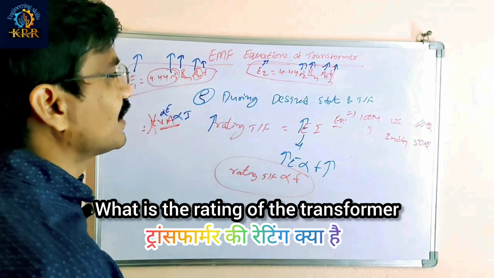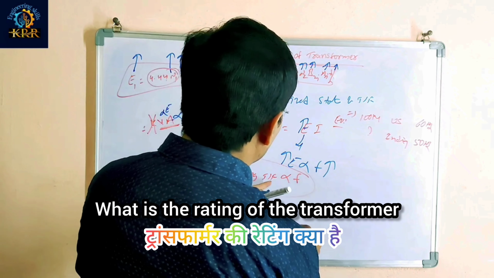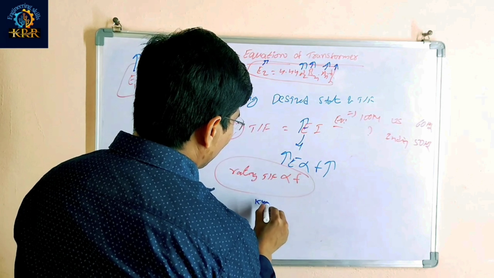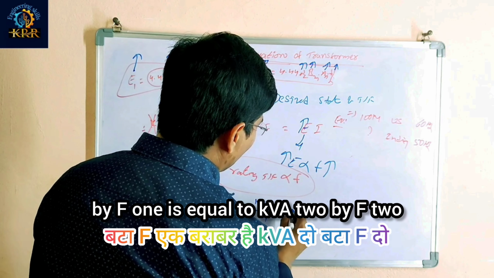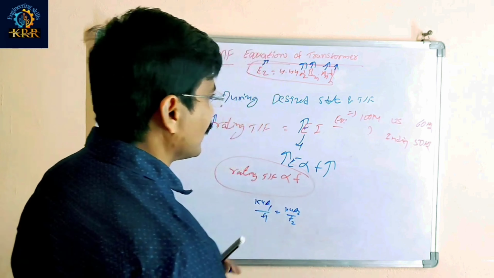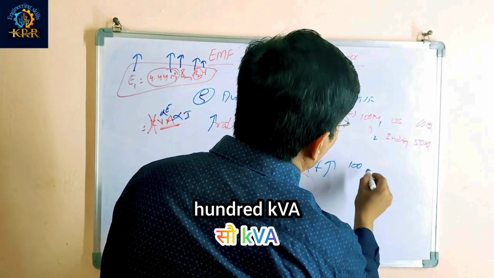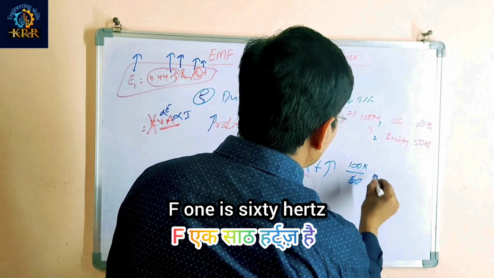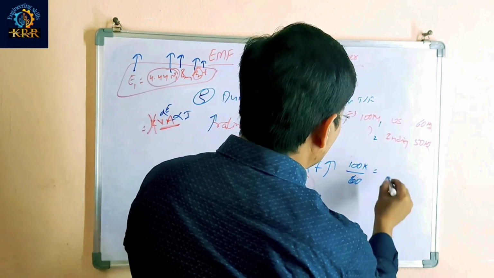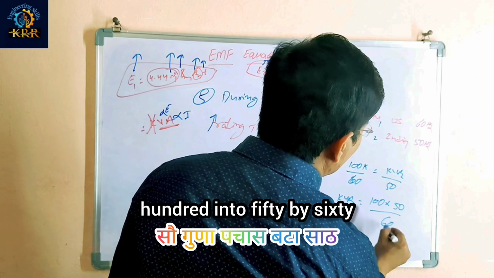What is the rating of the transformer? kVA1 by F1 is equal to kVA2 by F2. kVA1 is given, kVA2 is required. kVA1 is 100 kVA, F1 is 60 Hz. kVA2 by F2, where in India the frequency is 50 Hz. kVA2 is equal to 100 into 50 by 60.